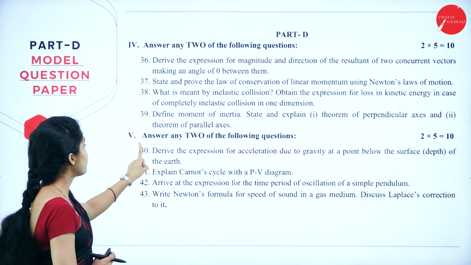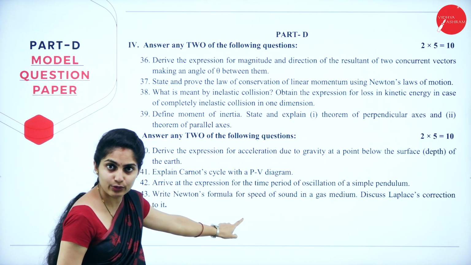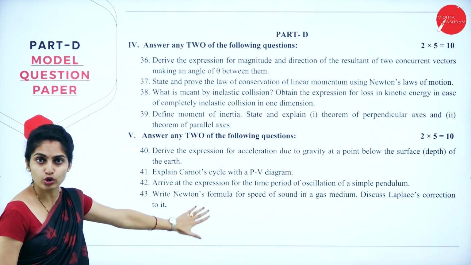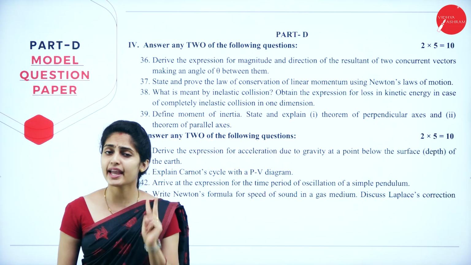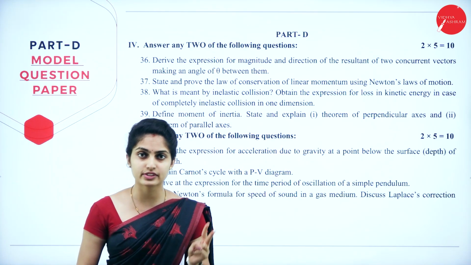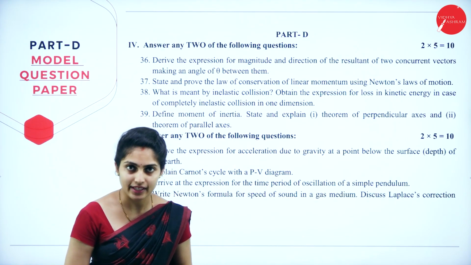Roman number. For the 5th Roman number, again answer any 2 of the following questions. Again you have 4 questions out of which you have to write only 2. That can be any 2 of your own choice. And each consists of 5 marks. Again it will be 10 marks.